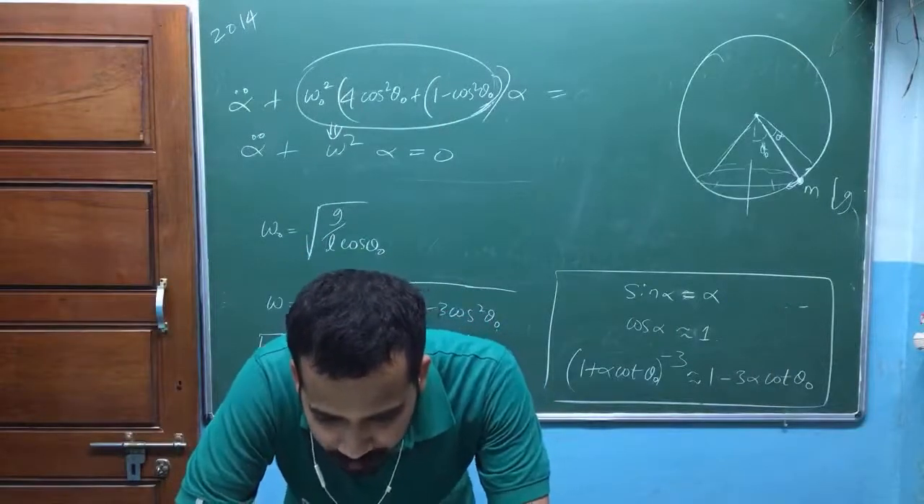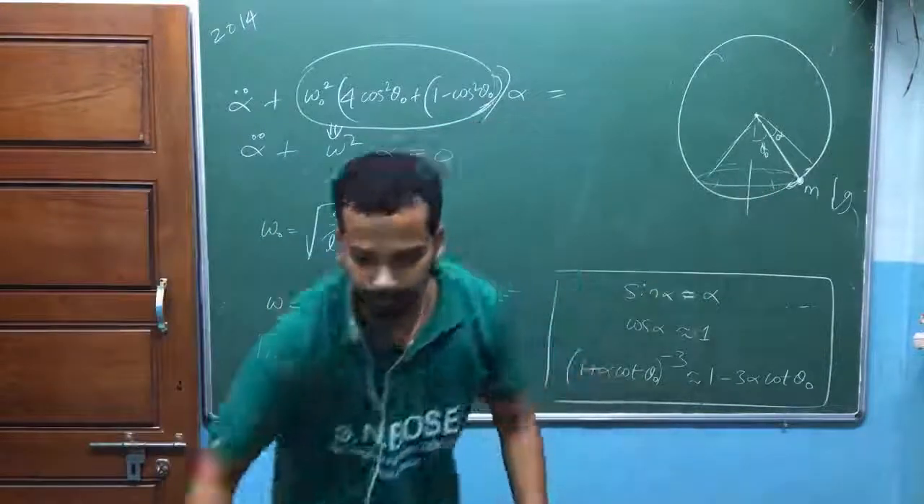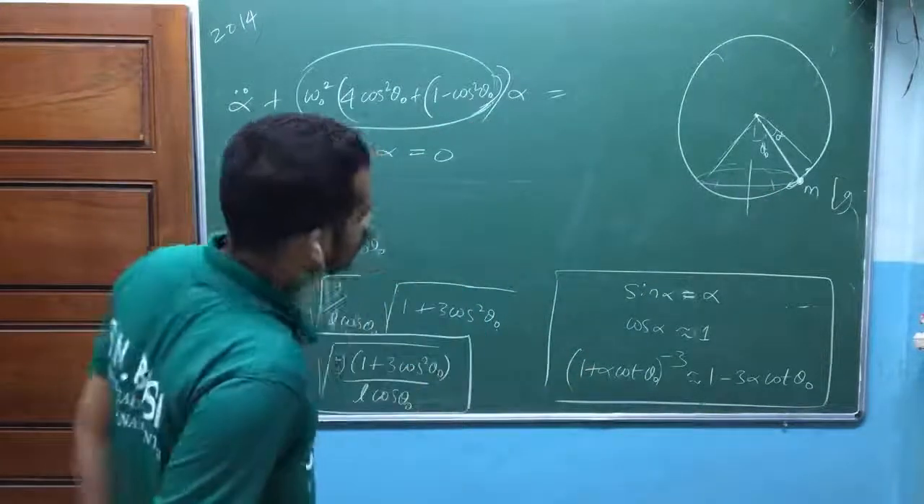Yeah, it's a wave type motion stuck to the surface. Yeah, that's correct. Wave type motion stuck to the surface of the sphere in a closed loop. That's correct.